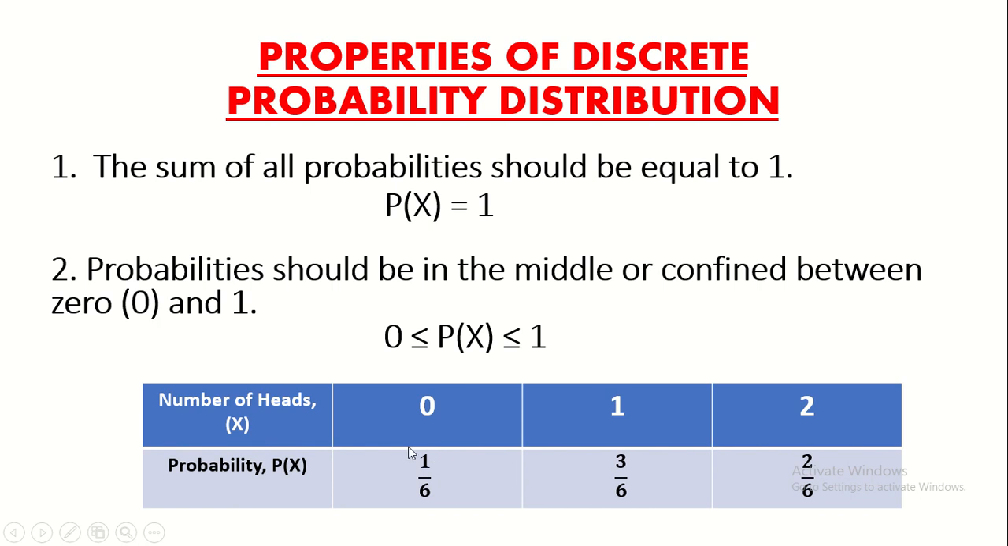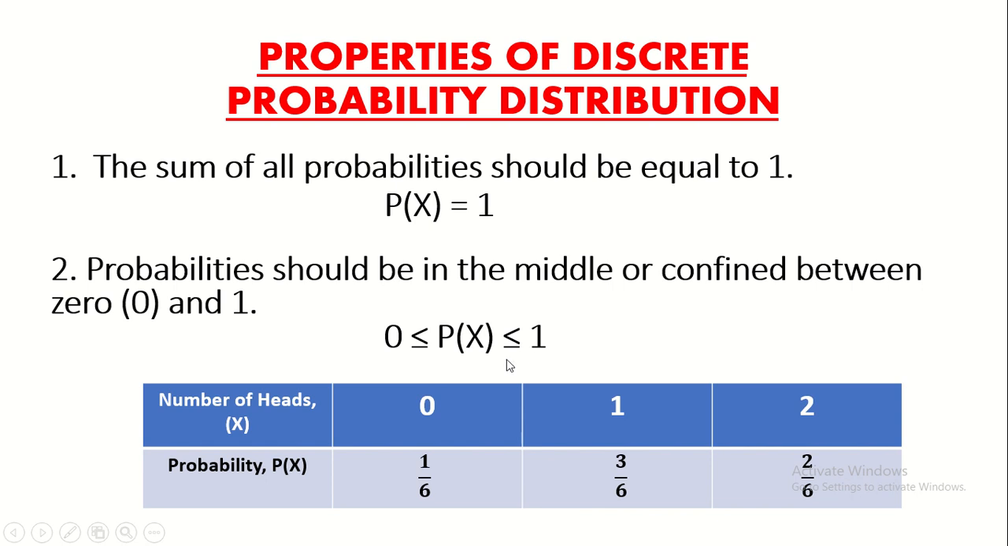So, sa unang probability, 1 over 6, this is definitely a positive. This is also a positive. This is also a positive. 1 divided by 6 or 1 over 6 is definitely less than kay 1. 3 over 6, that is less than kay 1. 2 over 6, that is less than kay 1. So, lahat sila ay positive at less than kay 1. So, this is a valid discrete probability distribution dahil nasunod niya yung pangalawang property.